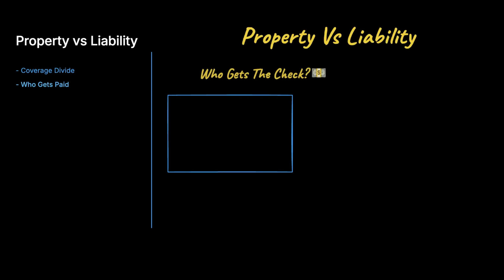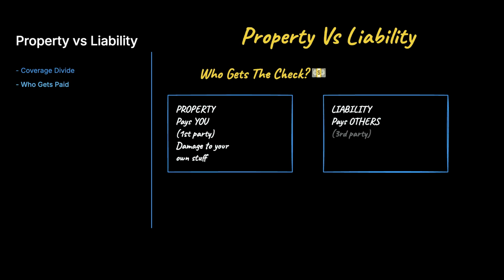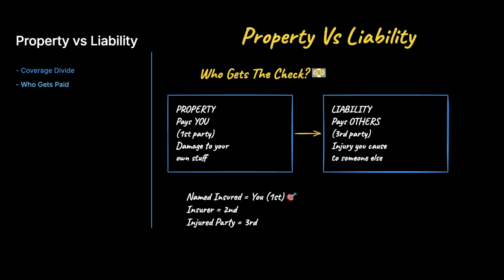Here's the cleanest way to keep them straight. Property pays first-party losses, so money flows back to you, the named insured, for damage to your own property. You're the first party, the insurer the second. Liability never pays you, it pays the third party you injured. So ask who gets the check, you or the other guy.